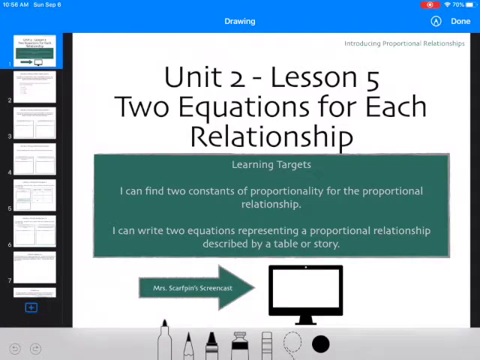Unit 2, Lesson 5, two equations for each relationship. So I can find two constants of proportionality for the proportional relationship, and you can describe two equations that represent the proportional relationship as described by a table or a story. Because the constant of proportionality is reciprocal, that means we can do it two ways.